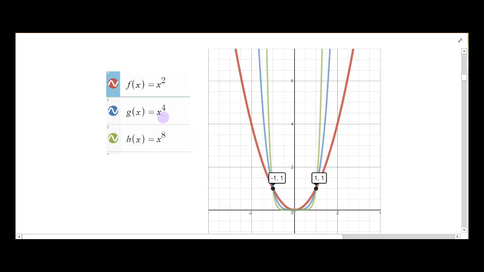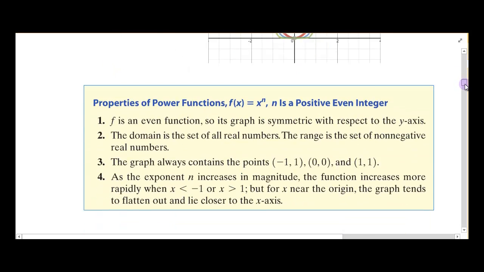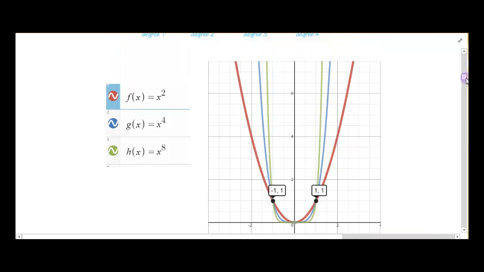Now, each of these three functions are exponents raised to even powers. And these characteristics are properties of what we would call an even power function. So here I have properties of x to the n, where n is a positive even integer. We could say that its graph is symmetric with respect to the y-axis. The domain and range of these functions up here would be from negative to positive infinity.